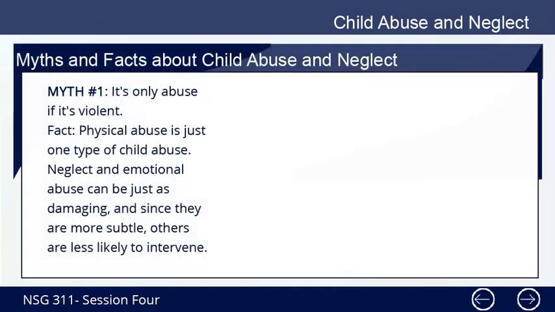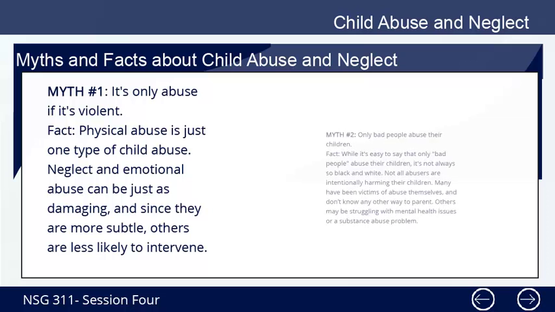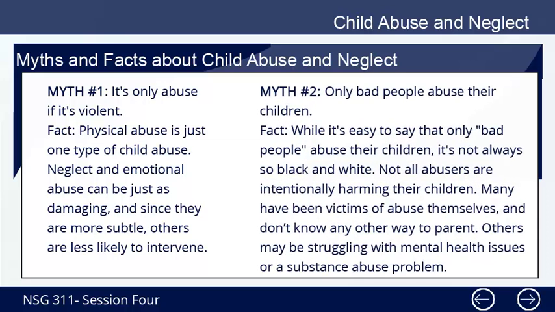Myths and facts about child abuse and neglect. Myth 1. It's only abuse if it's violent. Fact. Physical abuse is just one type of child abuse. Neglect and emotional abuse can be just as damaging, and since they are more subtle, others are less likely to intervene.